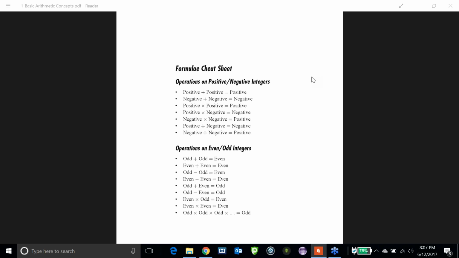What is an odd number? Numbers which, when you divide by 2, the remainder will be 1. So when you divide 3 by 2, the remainder will be 1. For example, if you take the number 7, it's an odd number. When you divide 7 by 2, the remainder will be 1. So that is an odd number, and what is an even number? When you divide an even number by 2, the remainder will be 0.